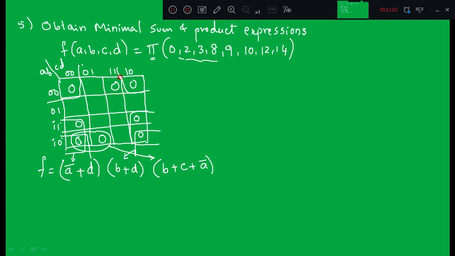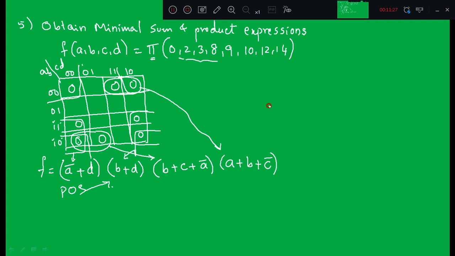Please correct it, right? Then this 0 can be grouped with this 0, and this 0. So what is the expression for this grouping? It is A plus B plus C bar, right? So this is the final POS expression. This is the final minimal product or POS expression.